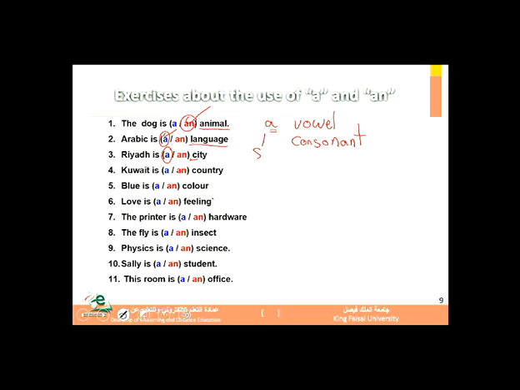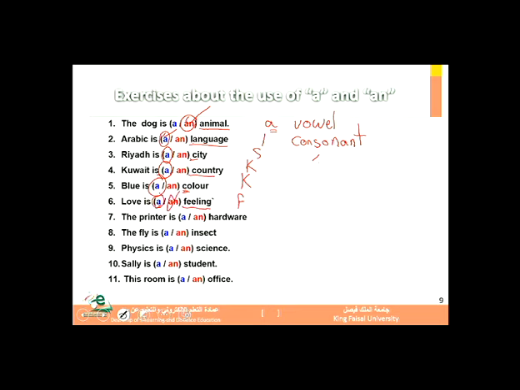Kuwait is a country or an country. The word country, the first sound is K, and K is one of the consonant sounds. So clearly we are going to say Kuwait is a country. Blue is a color. Again, K, so this is one of the consonants. Blue is a color. Love is a feeling, clearly because the word feeling starts with an F, and F is one of the consonants. When there is a consonant, we use a, we don't use an. So this is not the right choice.